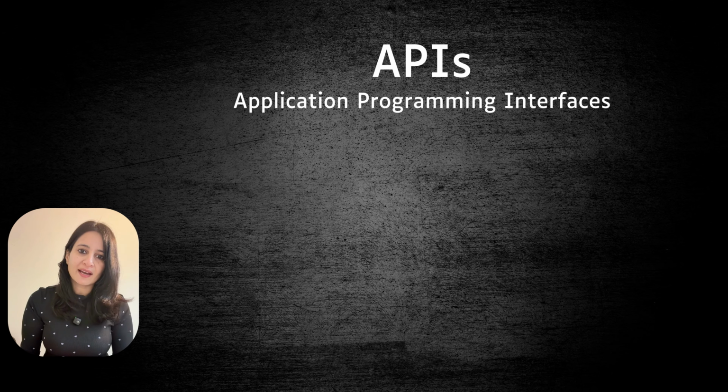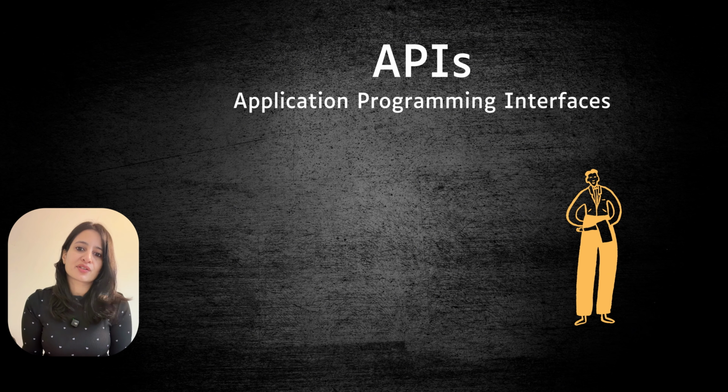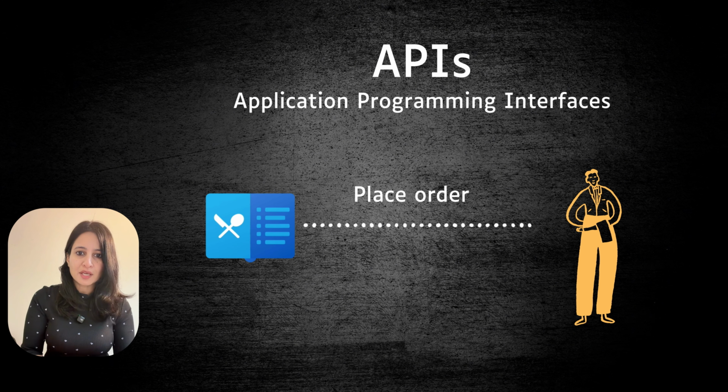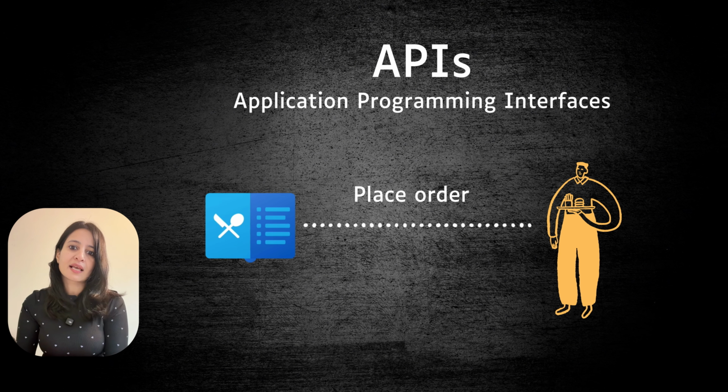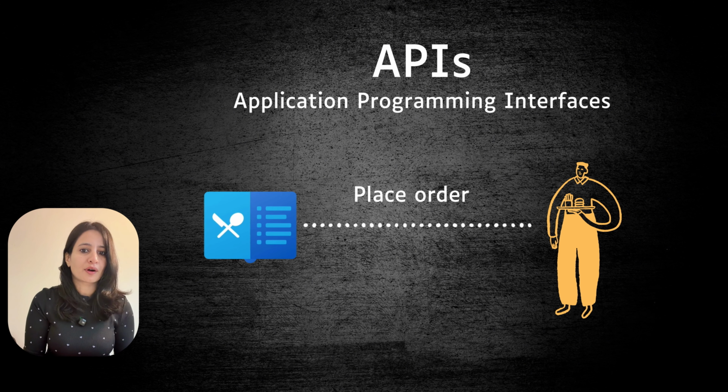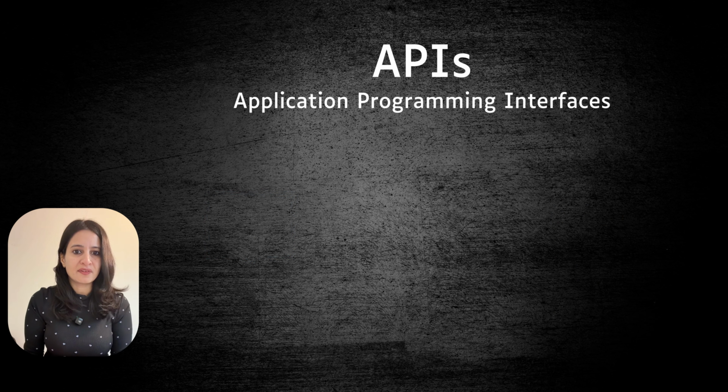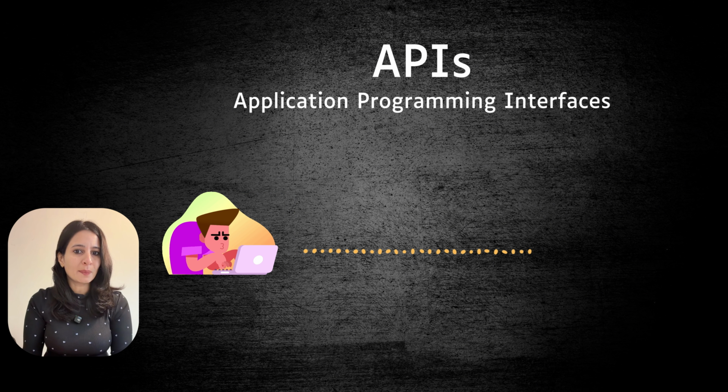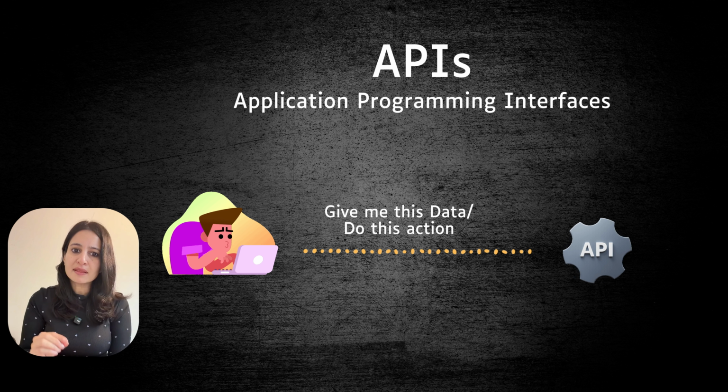Think of an API as a waiter in a restaurant. You look at a menu with specific options, make your order, and the waiter brings exactly what you asked for. APIs work the same way. When you send a request to an API, you are saying, give me this data or do this action.